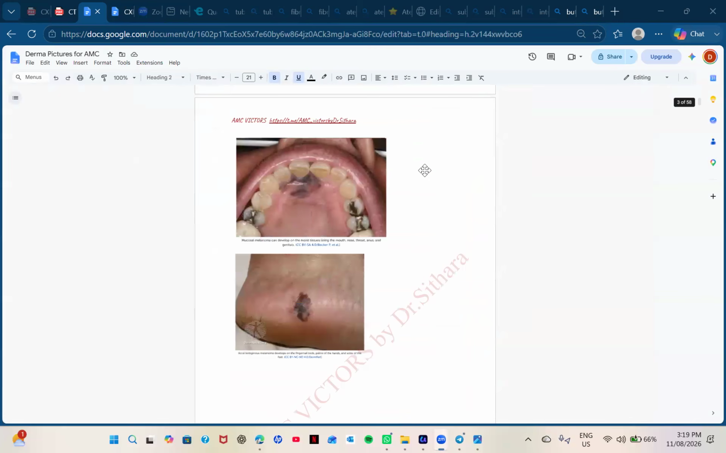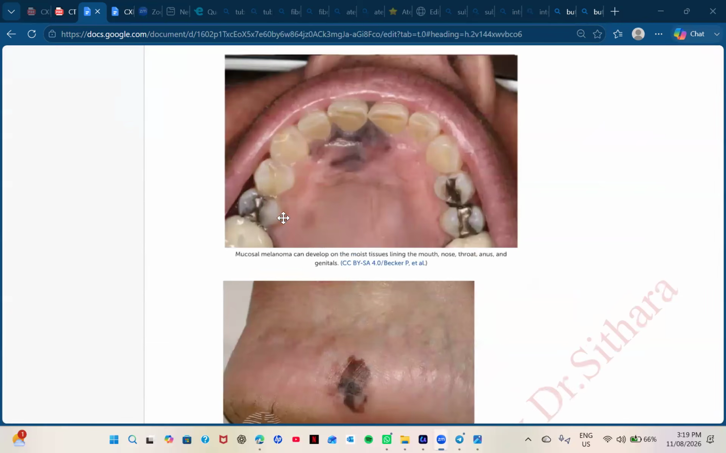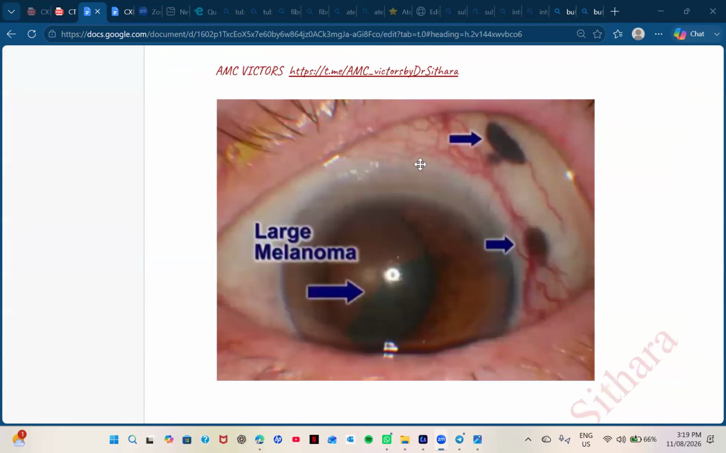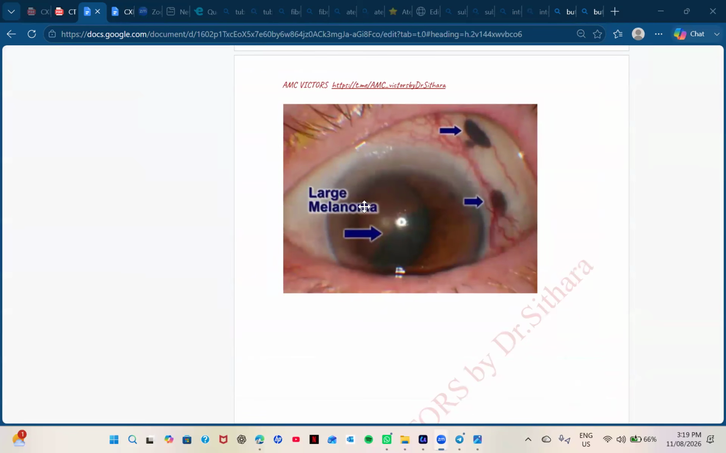Okay, here melanoma in the mucosal melanoma, and here acral lentiginous melanoma. This was asked in June, right? Acral lentiginous melanoma, and every month they are asking about an ophthalmic case, right? The large melanoma in the eye, or in the sclera. Once you see a melanoma inside the eye, it's always a referral, either a plastic surgeon referral or an ophthalmologist referral.